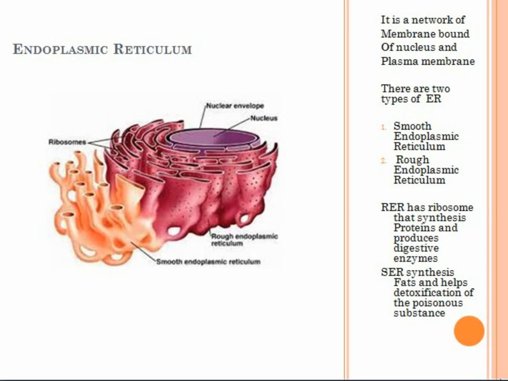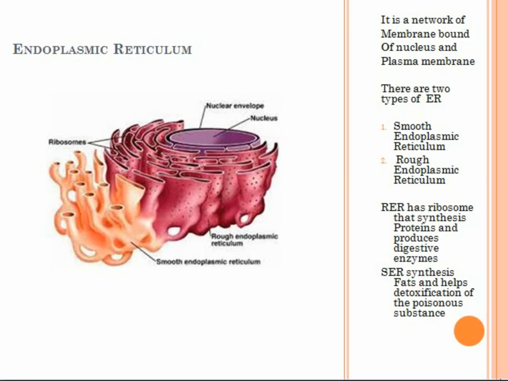It is found in two types: the smooth endoplasmic reticulum, which is the SER, and rough endoplasmic reticulum, RER. Now, RER has ribosomes that synthesize proteins and produce digestive enzymes, and the use of these digestive enzymes we are going to study further in the lysosome. Now, SER synthesizes fats and helps in detoxification of the poisonous substances from the cell.